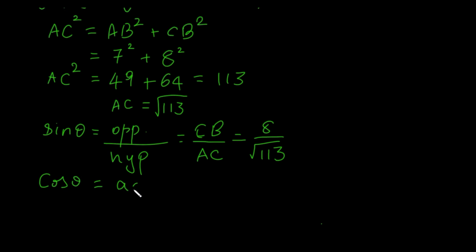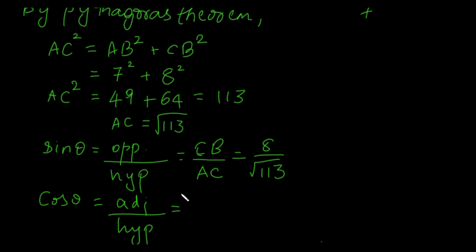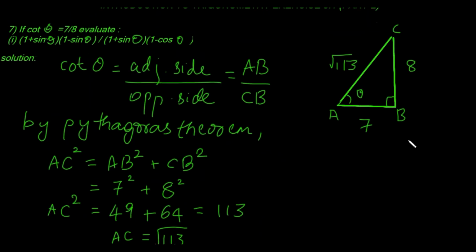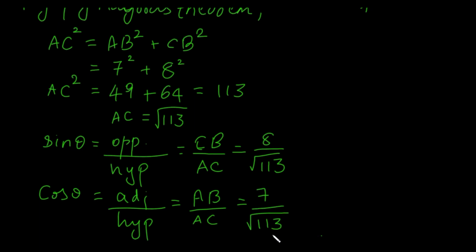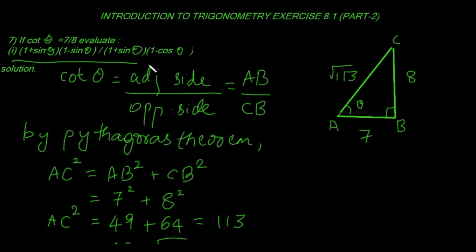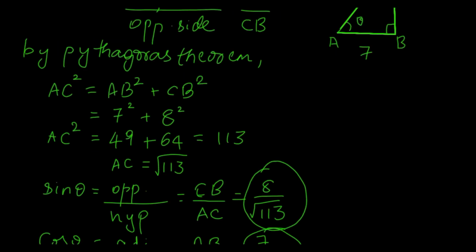adjacent side divided by the hypotenuse. In our figure, the adjacent side with respect to theta is AB and the hypotenuse is AC. So we have to write AB divided by AC. AB is 7 divided by the hypotenuse, that is root 113. Now let's substitute these values in the equation provided in the question.